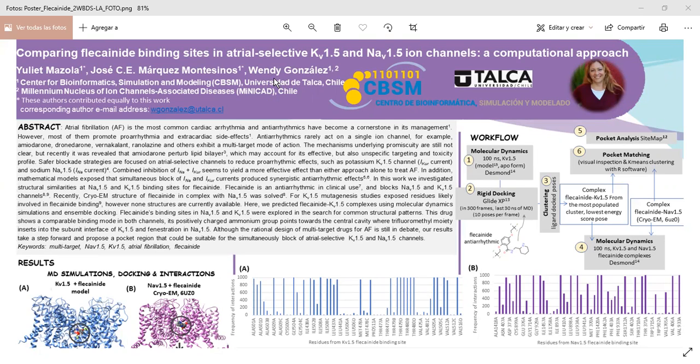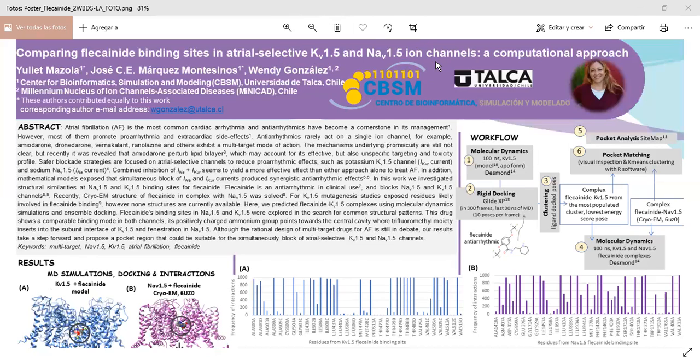In this work, we are presenting a preliminary study that compares flecainide binding sites in atrial-selective potassium Kv1.5 and sodium Nav1.5 ion channels. These channels are involved in cardiac action potential, and they are important targets for atrial fibrillation, especially because Kv1.5 is mainly expressed in atria, and Nav1.5 shows different electrophysiological properties in atria than ventricles.